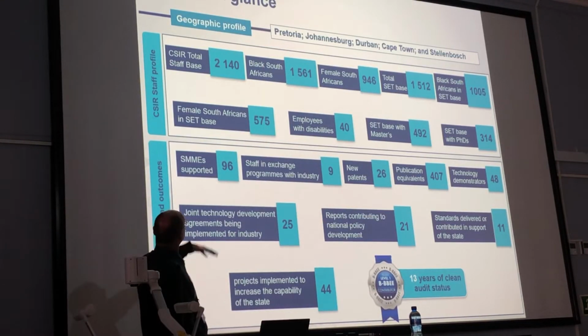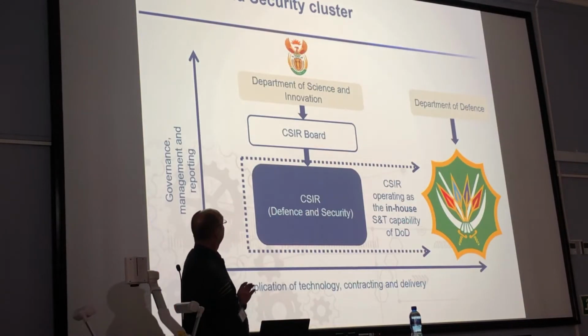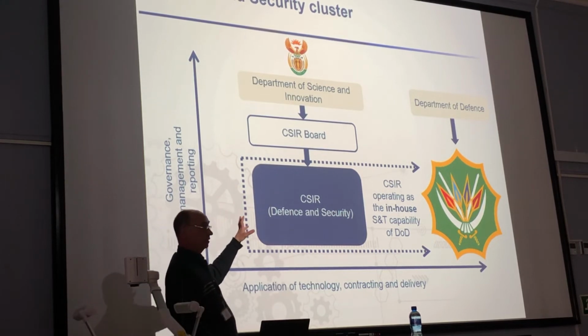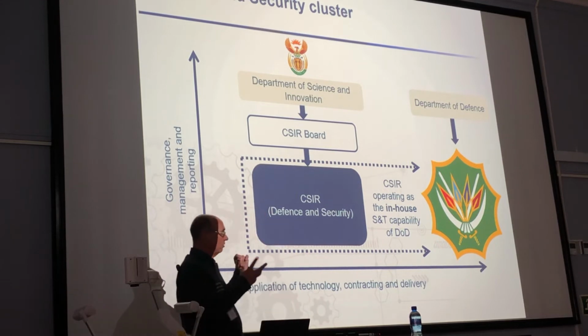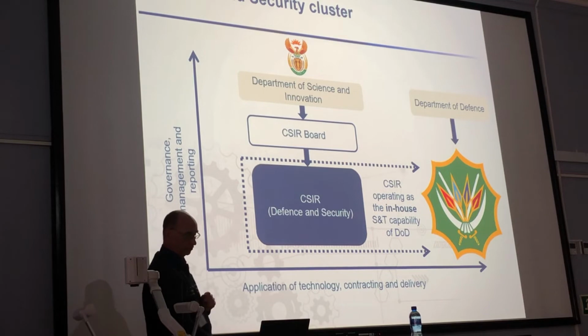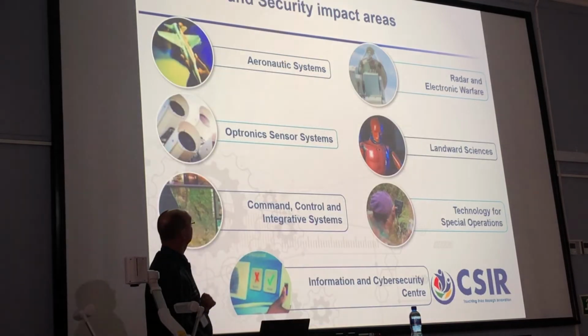This is just blurb, 2,140 people, it's not too bad. And I've got to show you, we fall under the Department of Science and Innovation. Very important, if you think about that, we're a national asset. And because of the defense cluster, we have a very strong role with the Department of Defense and Armscor. I told you I was going to run through this. Again, nice blurb. And literally everything I'm going to discuss is actually related to this.